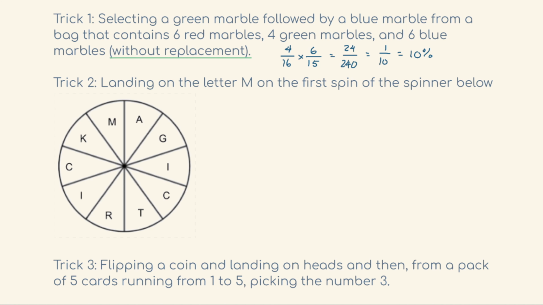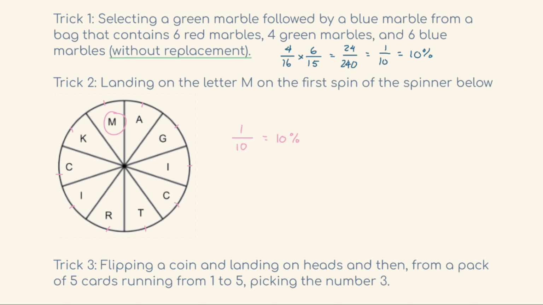Now, on to trick number 2 here, landing on the letter M on the first spin of the spinner below. So let's look at how many M's I have on the spinner, and there's actually only one, right? Let me just circle it right here in pink. Okay, so there's only one M out of how many sections do I have? I have 1, 2, 3, 4, 5, 6, 7, 8, 9, 10. So I have a 1 out of 10 chance of landing on M, which is also a 10% chance.